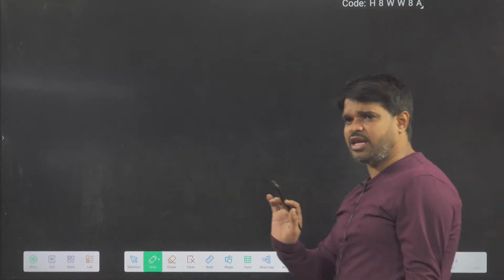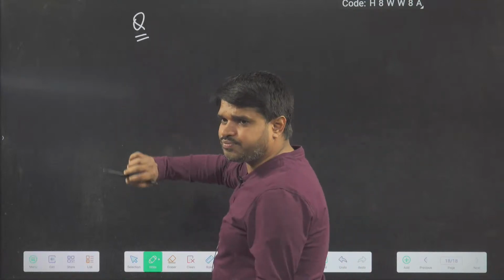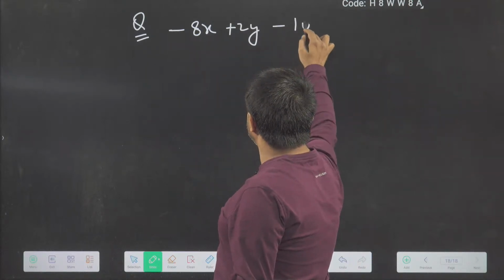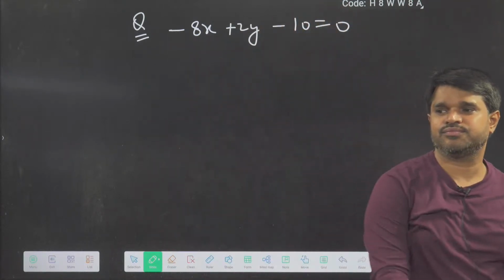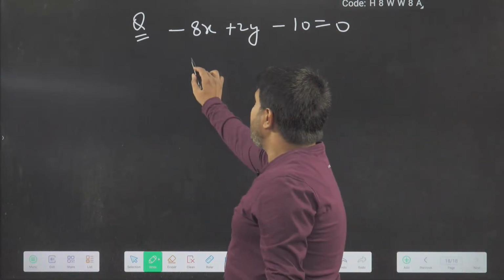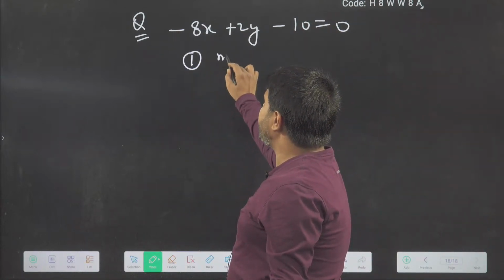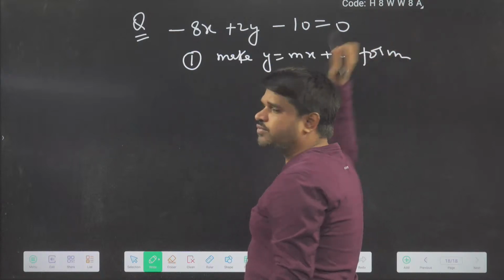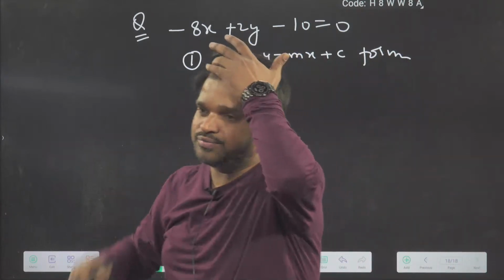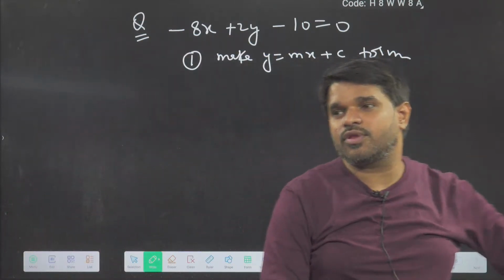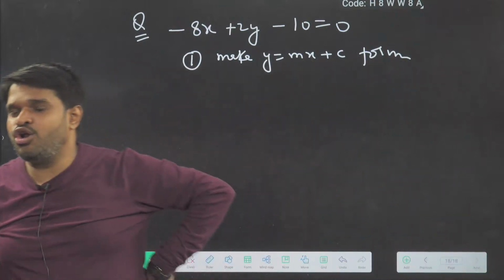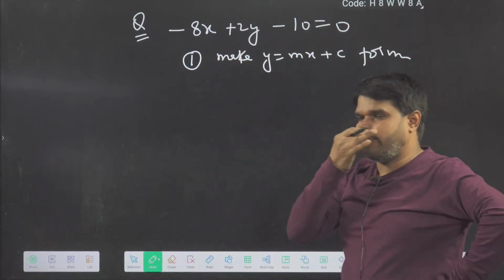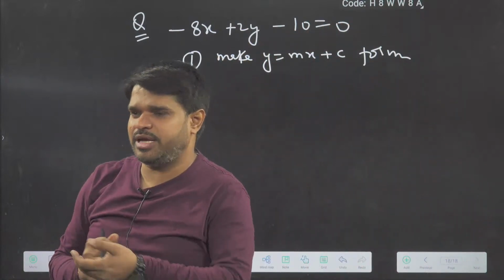Very simple. The question is minus 8x plus 2y minus 10 equals 0. Draw the line. The first step is to make it into y equals mx plus c form. Everyone start writing, drawing. I will do it in the end. When you are done, just tell me yes or no.